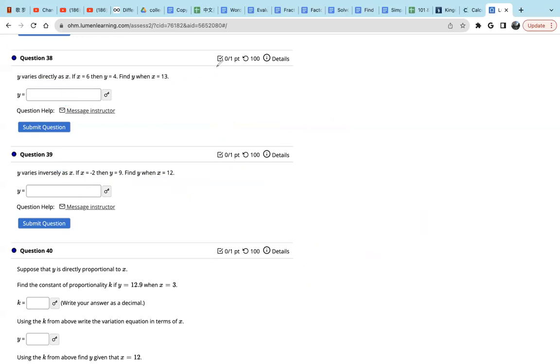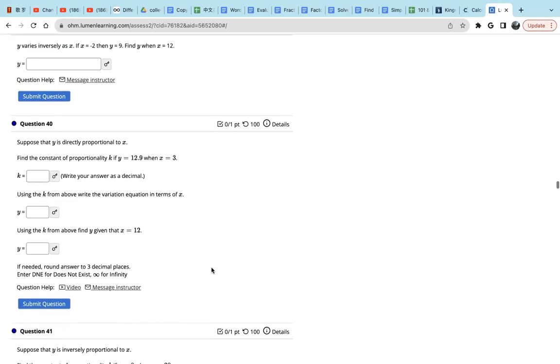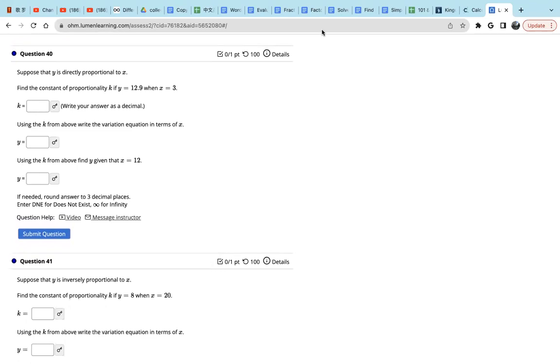So let's finish 40. I'm going to take a little bit of break. So 40 is saying y is directly proportional to x, which means the variation is a direct variation, so y equals k times x. Inverse means k divided by x. So find the constant k, right?